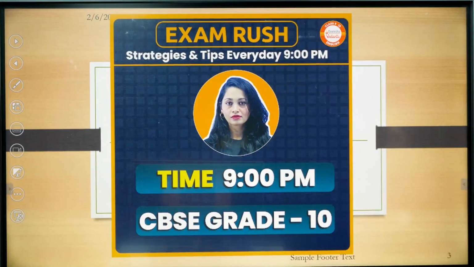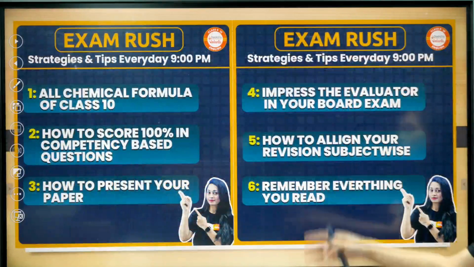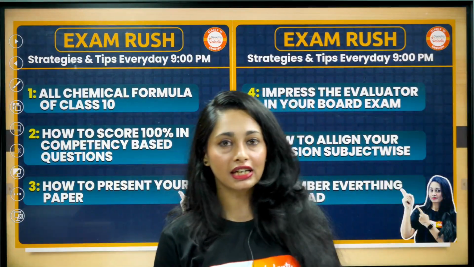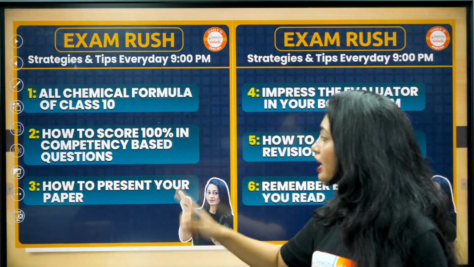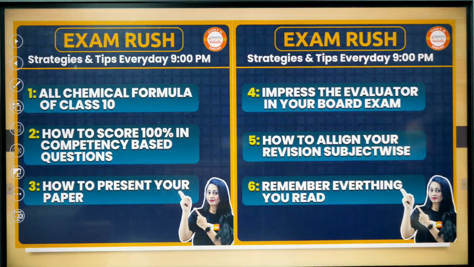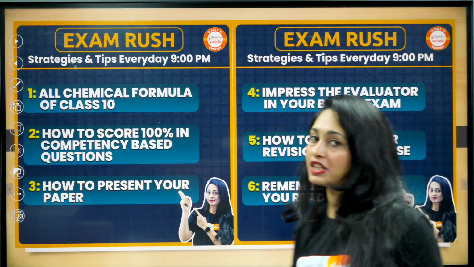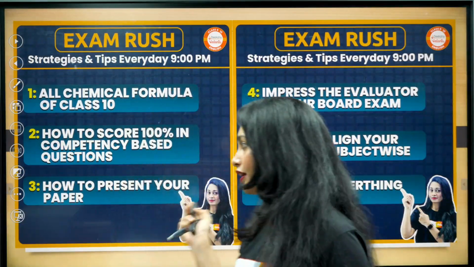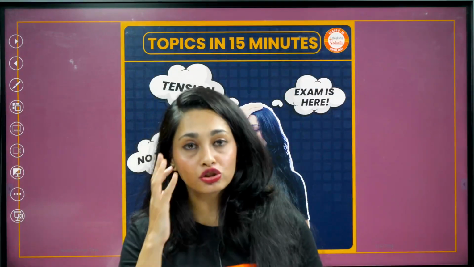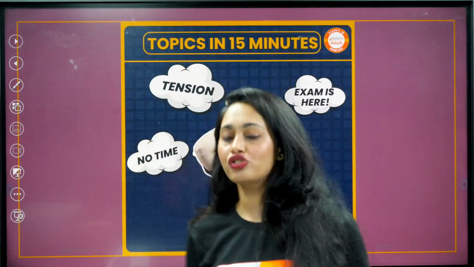So this is for CBSE grade 10, and these are the topics. All chemical formulas of class 10, we have already completed that. So how to score 100% in competency based questions, we will be discussing that, and these are all the topics on which I'm going to give you the tips as well as strategies. So some of the students asked me to complete the most important topics in under 15 minutes. I'll be doing that as well, so you can check that out.